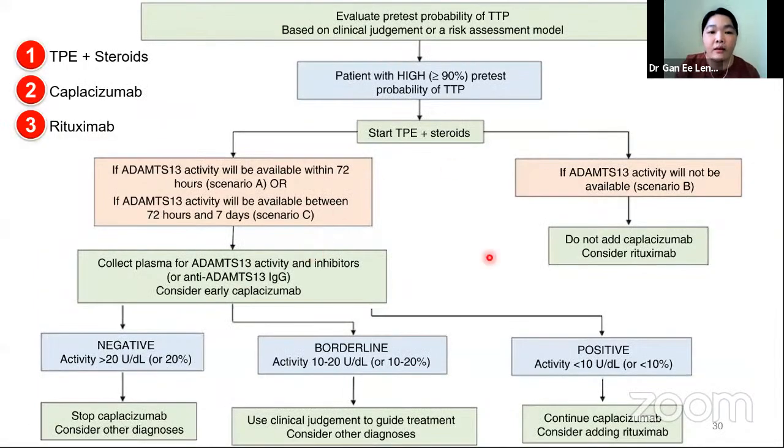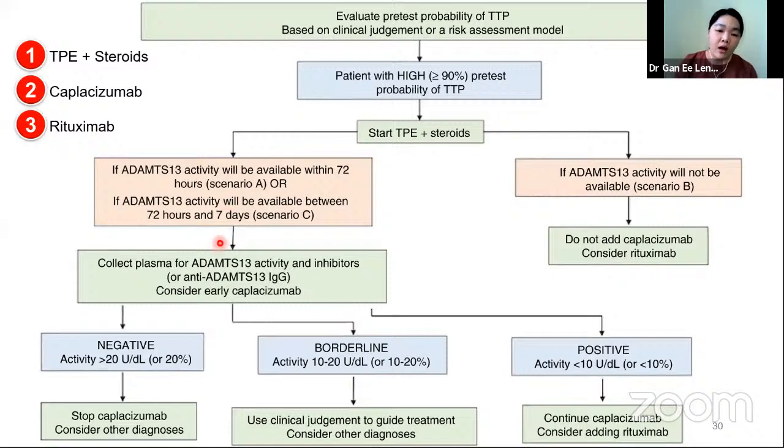Before that, this is the ISTH recommendation published last year. It's a very busy table. Basically, let's look at the green color box, which indicates the action to be taken. If we have a patient that we suspect is TTP with more than 90% pretest probability of TTP, we start therapeutic plasma exchange and steroid. Do not wait for the result to come back.